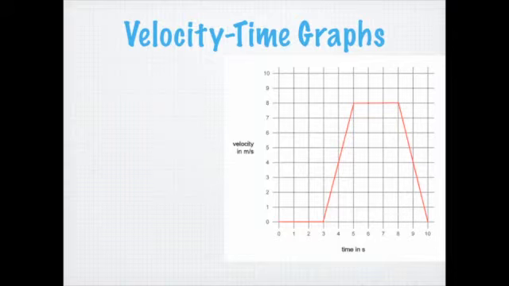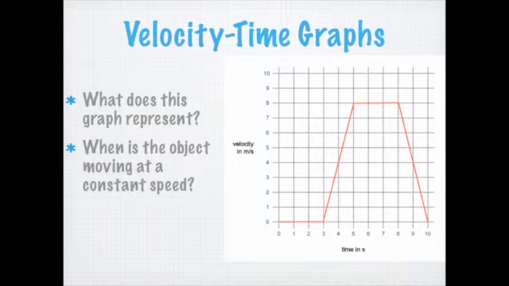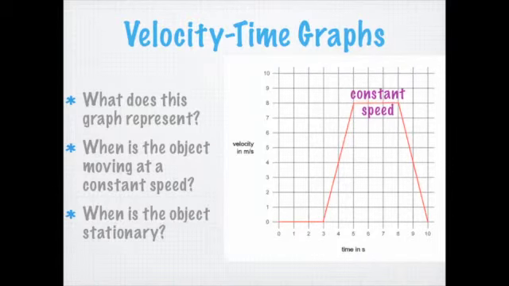Find this graph in your baggie and let's write some things on it before we glue it down. What does a velocity time graph represent? Well, it shows the velocity of an object over a period of time. When is the object moving at a constant speed? Since this is a velocity time graph, that means I'm looking at when the graph is constant or when the slope is not changing. So when is the object stationary? Well, when the velocity is 0, so during the first 3 seconds.